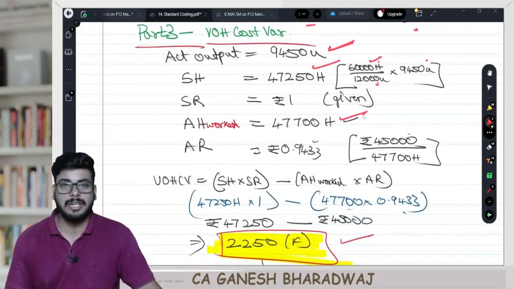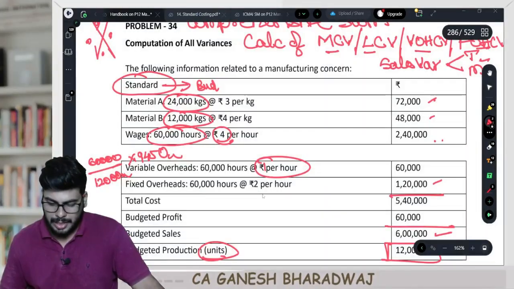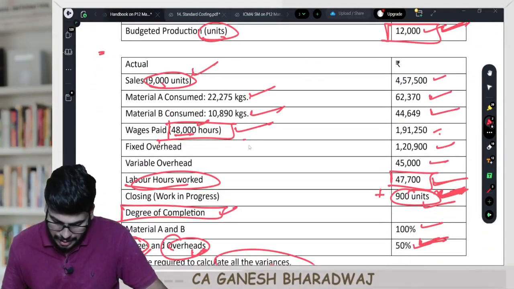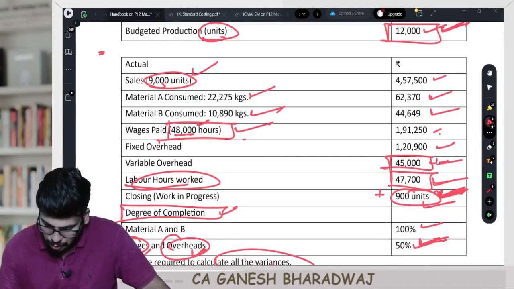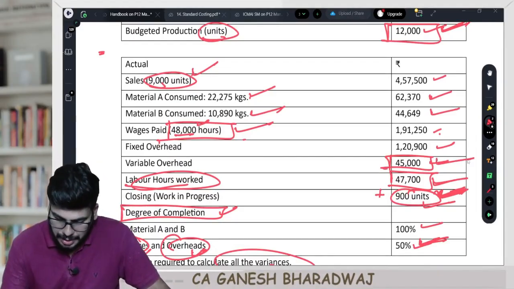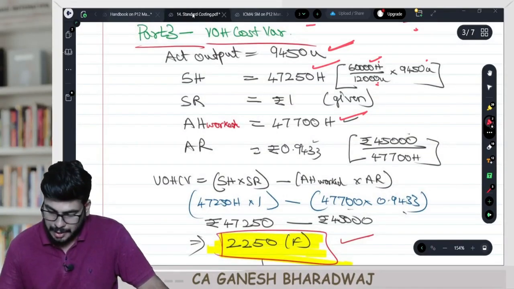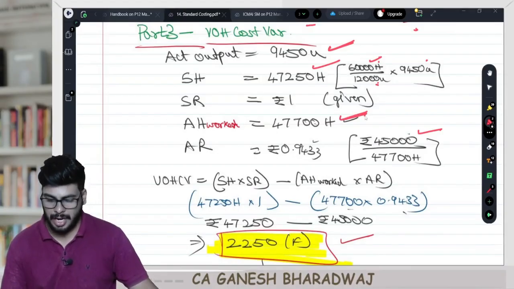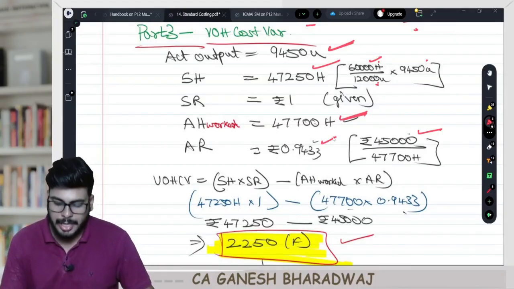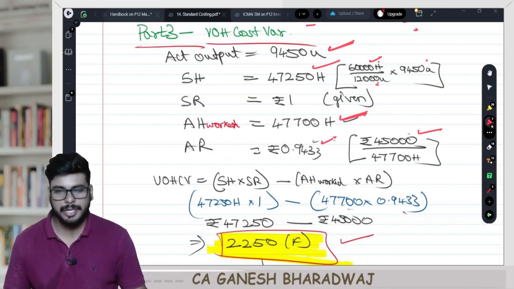And what is the actual rate? Once again, you can easily calculate. How can you calculate that? It's given in the question. The actual variable overhead is how much? 45,000 rupees is incurred, right? So the actual rate per hour is what? 45,000 rupees I've incurred for actually working 47,700 hours. So per hour, what is the actual rate? It's 0.9433.